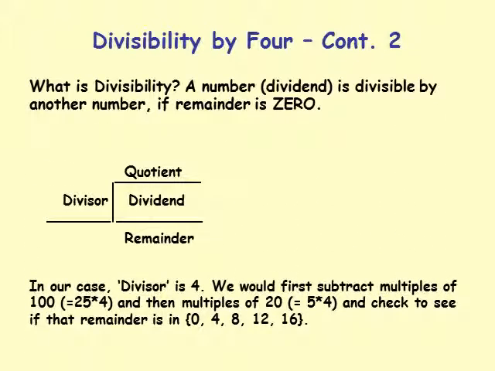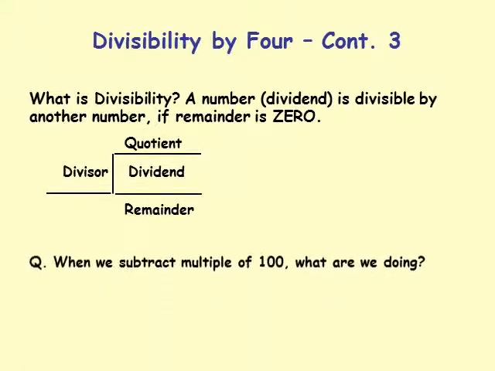We continue with the same section here. In our case, the divisor is 4. We first subtract multiples of 100. You know what 100 is? It's 25 times 4. Then multiples of 20, which is equal to 5 times 4. And check to see if the remainder is divisible by 4, which means it has to be either 0, 4, 8, 12 or 16.